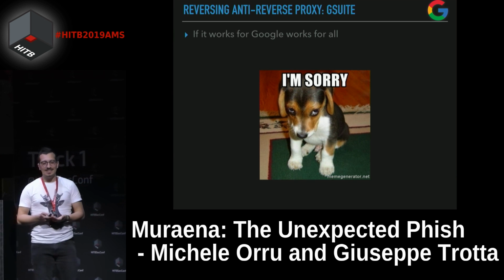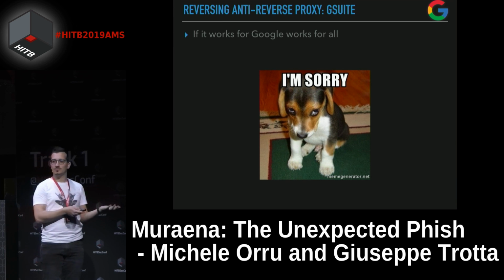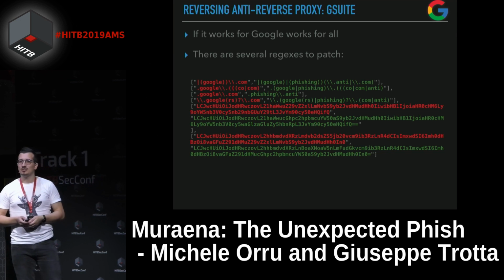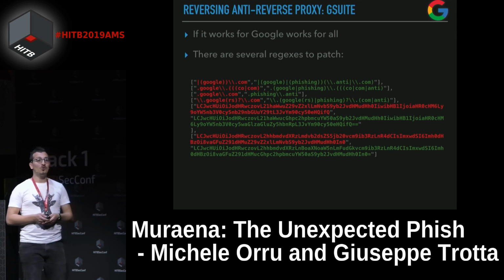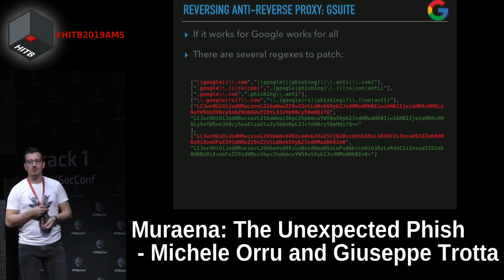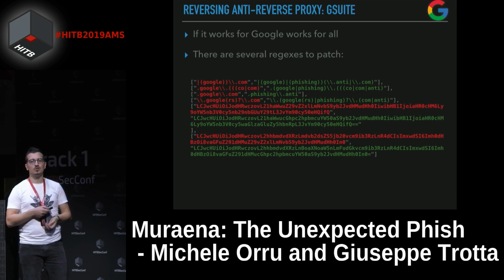No, basically, we test for Google because Google is so complex. So if it works for Google, it works for everybody. And this is something of the changes that we implemented to make it work in Google. For example, as you can see, it's full of regexes in Google. So the idea is just to patch the regex to match it on the phishing side. This is something that can be automated, but not that much.